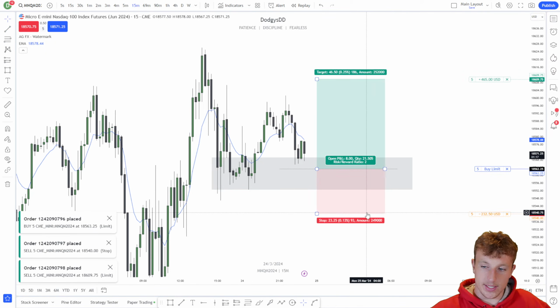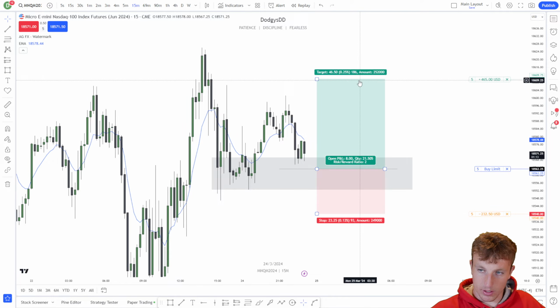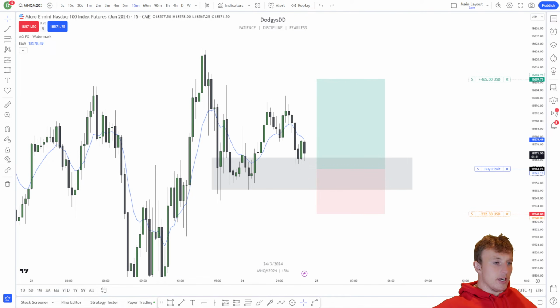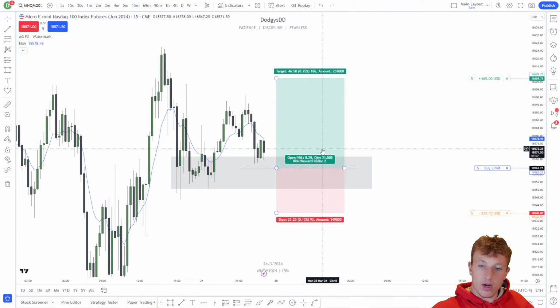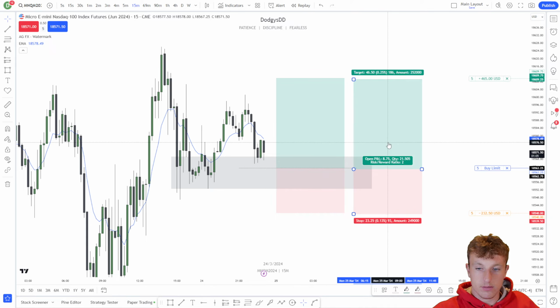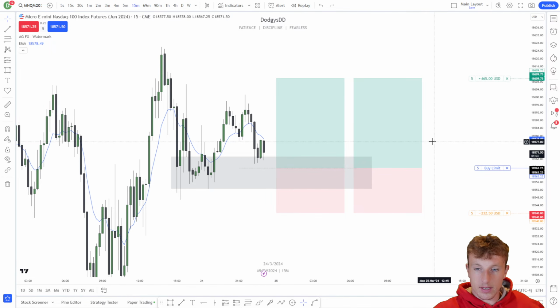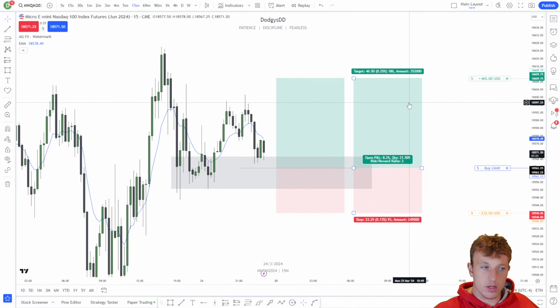And if it hits here, I'm going to lose $232. But if it hits here, I'm going to gain $464. And remember, if I lost this trade at a 2R, but I won the next trade, you have to understand that I would still be profitable.